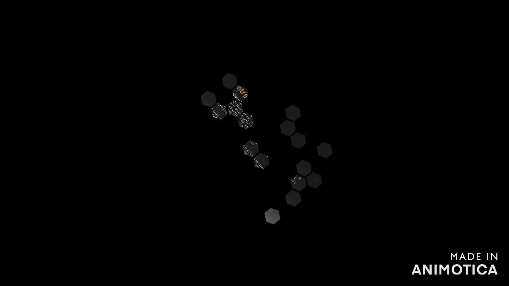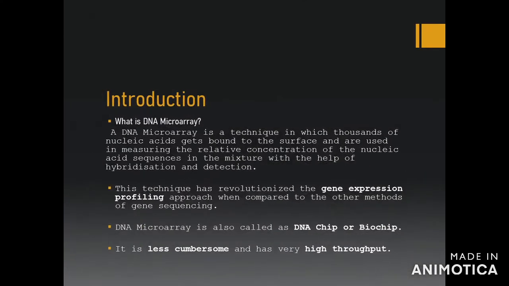Coming on to introduction. So what is DNA microarray? DNA microarray is nothing but a technique in which thousands of nucleic acids get bound to a surface and are used to measure the relative concentration of nucleic acid sequences with the help of hybridization and detection. It is also called a DNA chip or biochip. This technique has revolutionized the gene expression profiling approach when compared to other gene sequencing methods. It is less cumbersome and gives very high throughput.